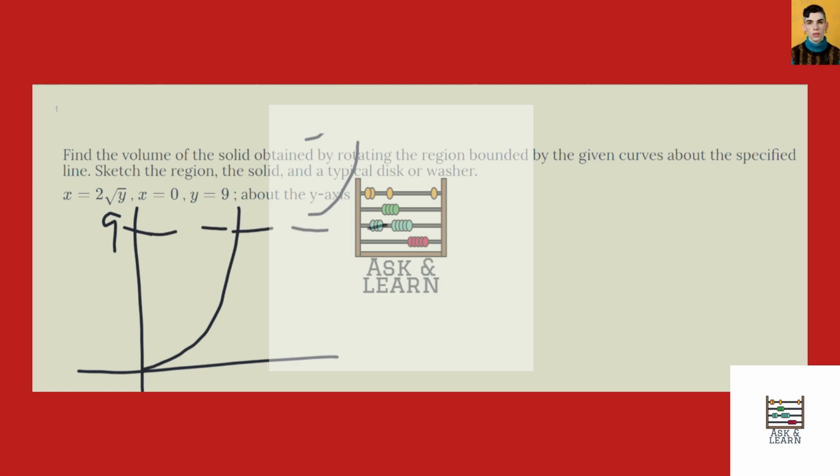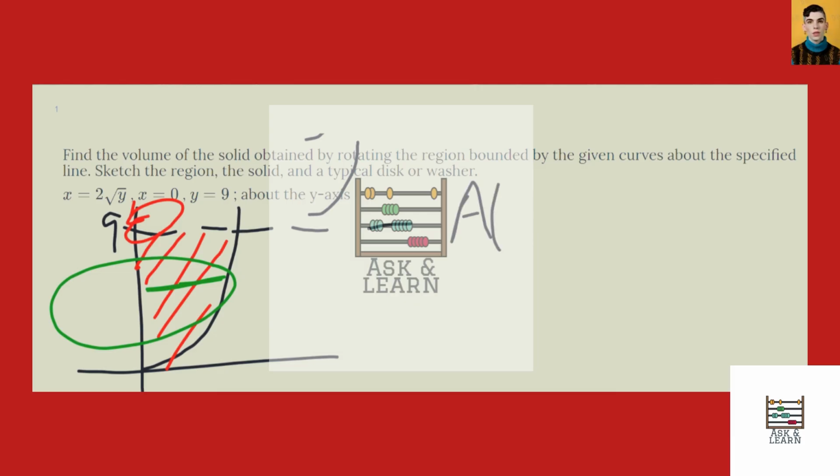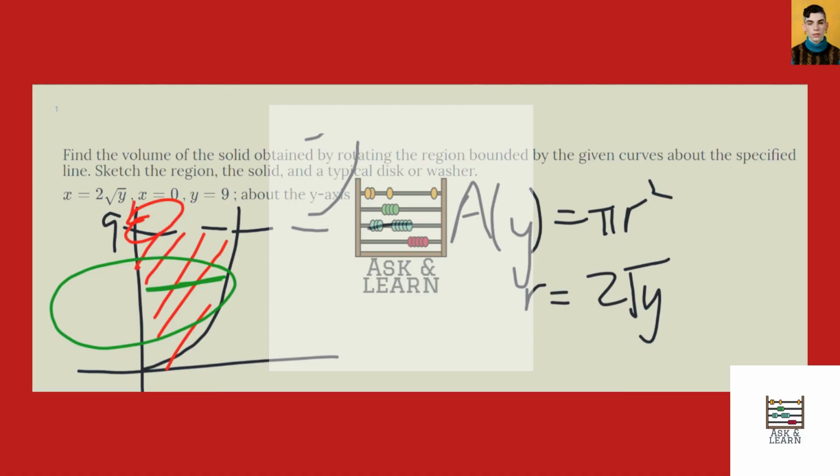So if we draw across the y equals 9 line, you'll see that this is the region we are rotating about the x-axis, about the y-axis, excuse me. So once again, you'll see that we are actually making circles. So this brings us to the cross-sectional area function, and in this case, it will be in terms of y. A of y equals pi r squared. R is equal to 2 square root of y, because in this case, r is equal to the x value, so you can just plug that in, and so therefore A of y is equal to pi times 4y.